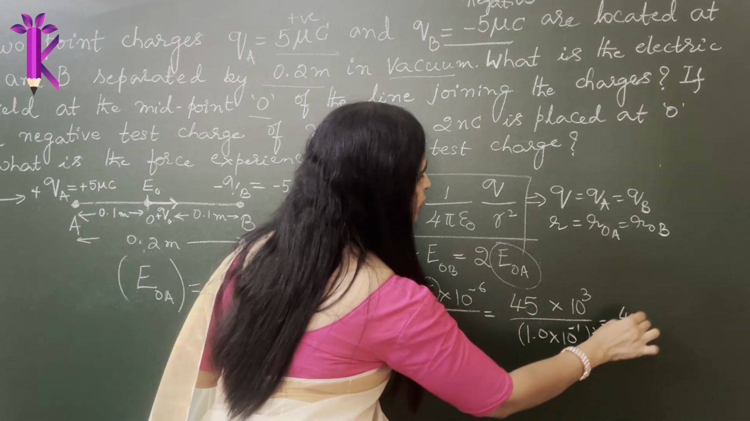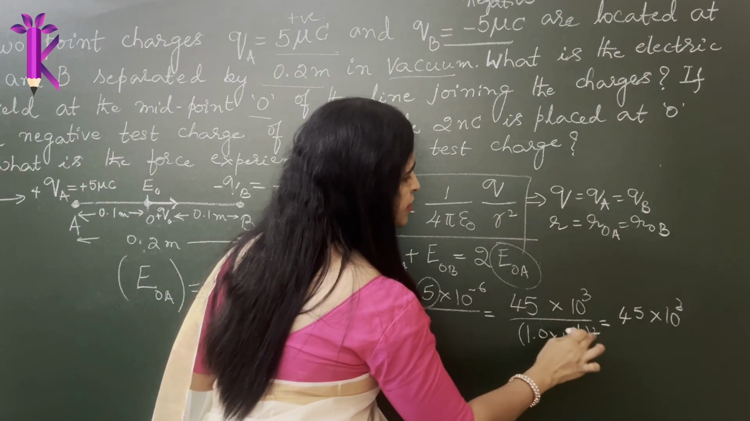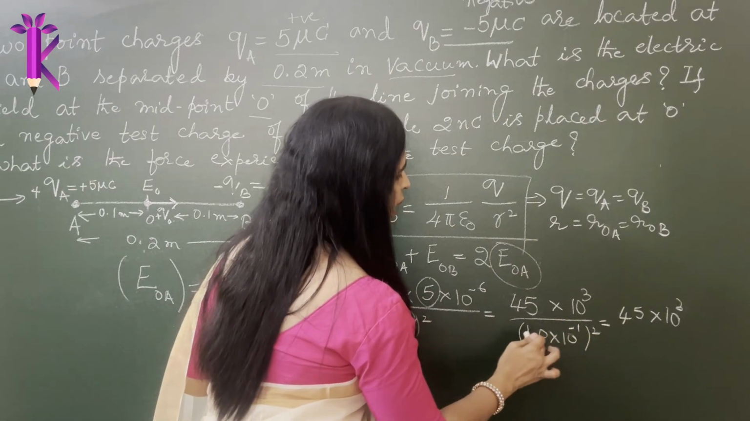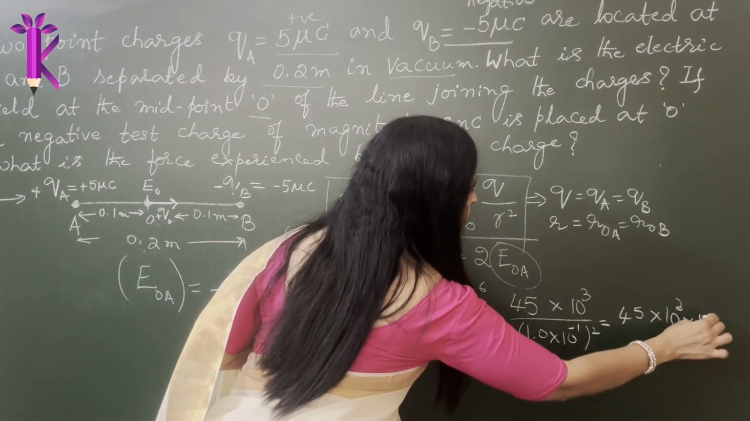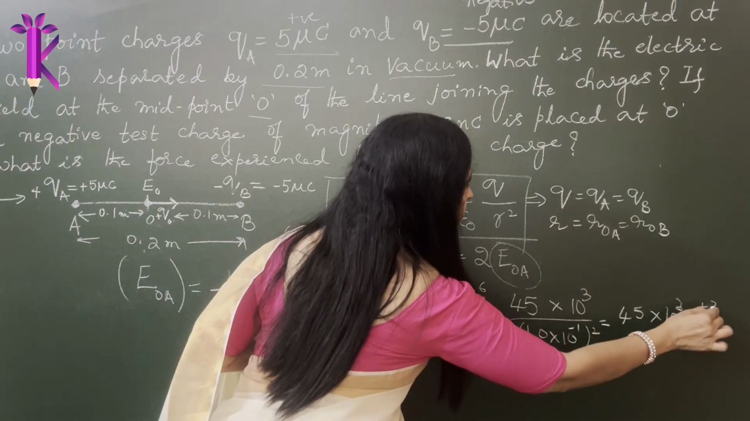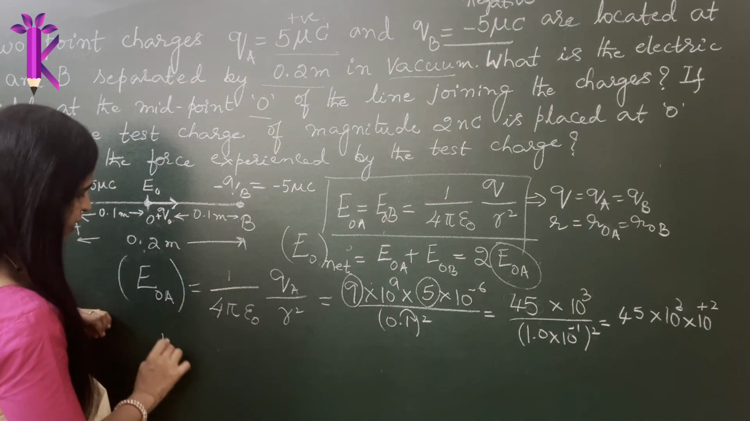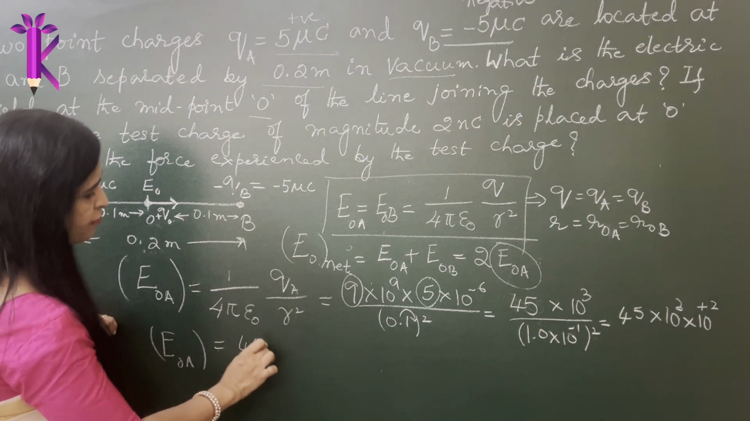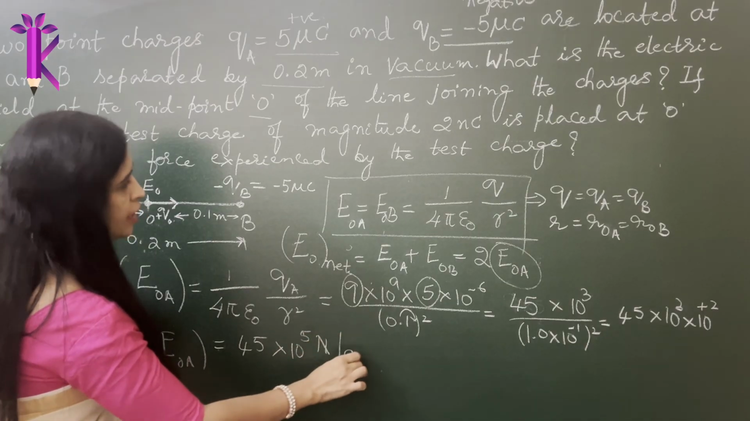Now, 45 into 10 to the power of 3 minus 2, which is 10 to the power of minus 2. 1 into 10 to the power of minus 2 in the denominator becomes 10 to the power of plus 2 when it comes to the numerator. So, what is the electric field at the point O due to A? It is equal to 45 into 10 to the power of 5 Newton per Coulomb.